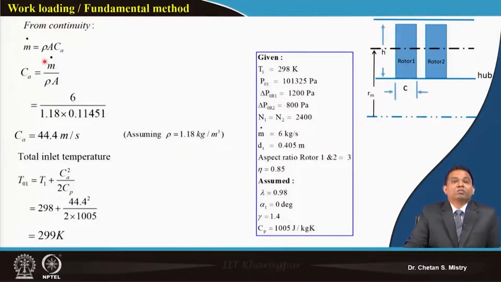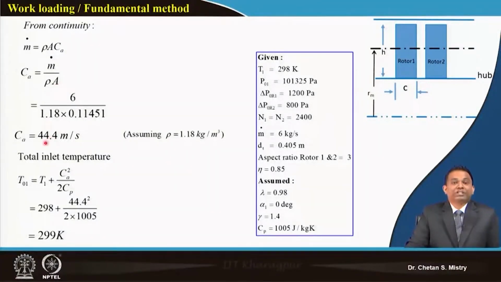It says the mass flow rate we can write down as density into area into axial velocity. Basically we are looking for our velocity component, the axial velocity. So this axial velocity we can write down as m dot by density into area. Let's make the assumption that density we can safely assume for atmospheric condition as 1.18 kg per meter cube. Putting the mass flow rate, that's given to us, it is 6 kg per second. So 6 divided by this gives me my axial velocity to be 44.4 meter per second.